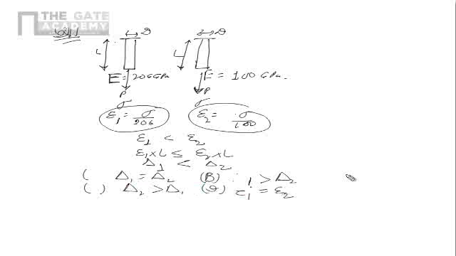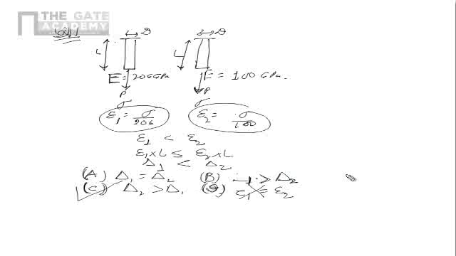So this is obviously wrong, and this is also wrong, because strains are not equal since the Young's modulus are not equal, so the elongations will not be equal. And because the Young's modulus is lower for cast iron, which is the second material, the elongation will be higher in cast iron. So option C is right. This is A, this is B, and this is D. So the answer is C.